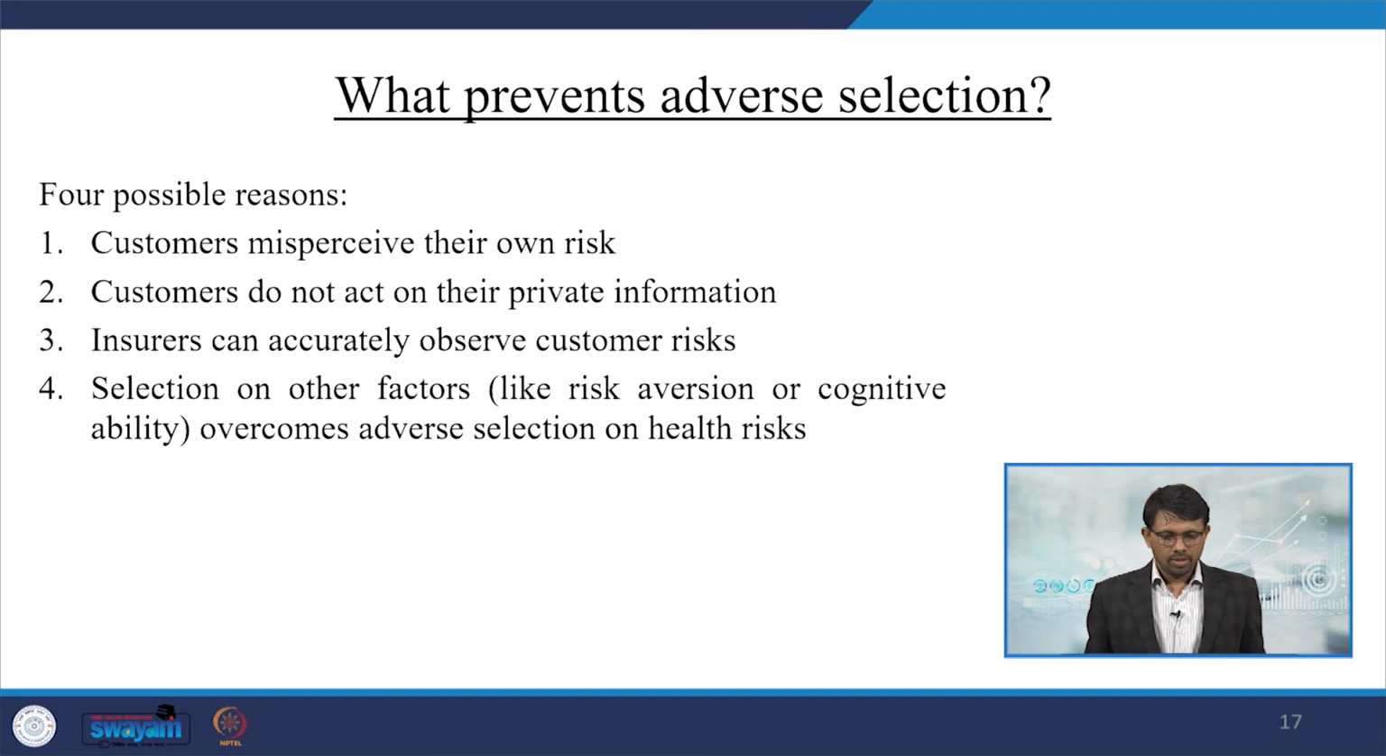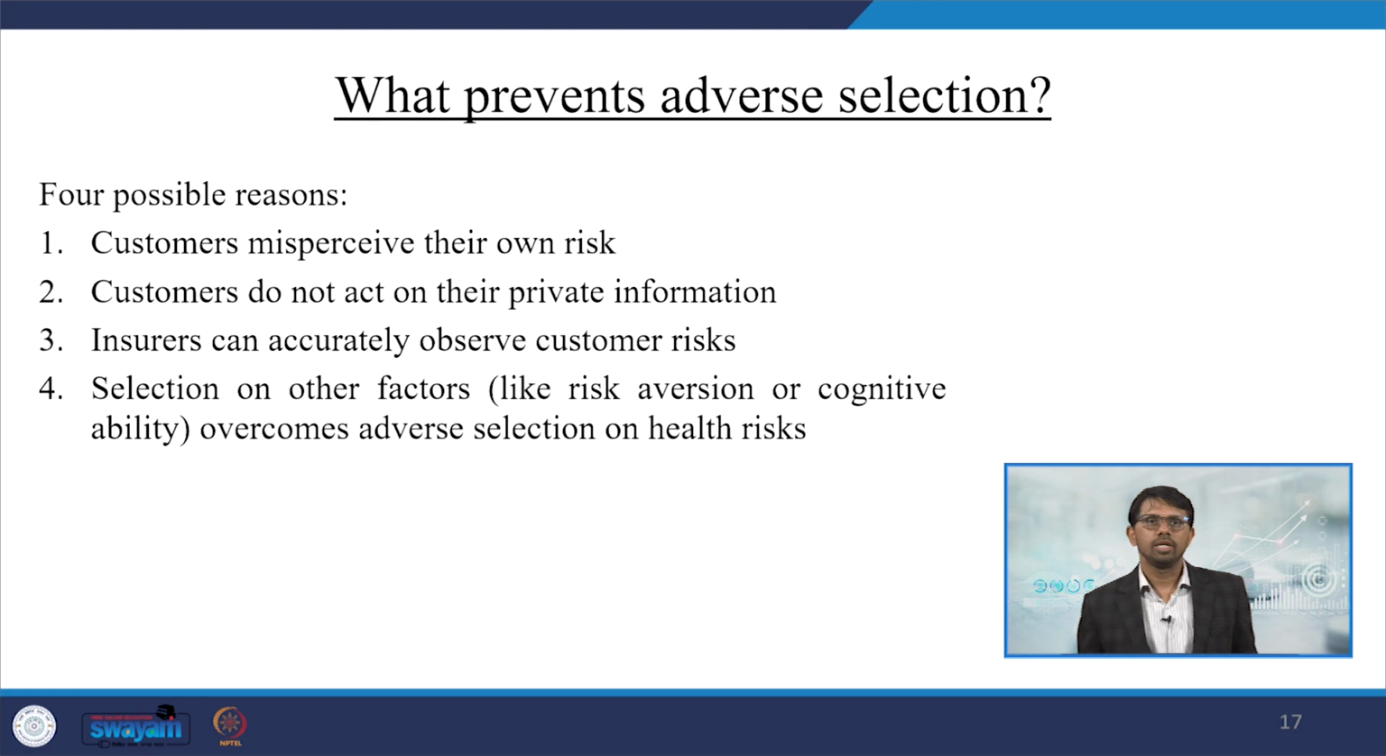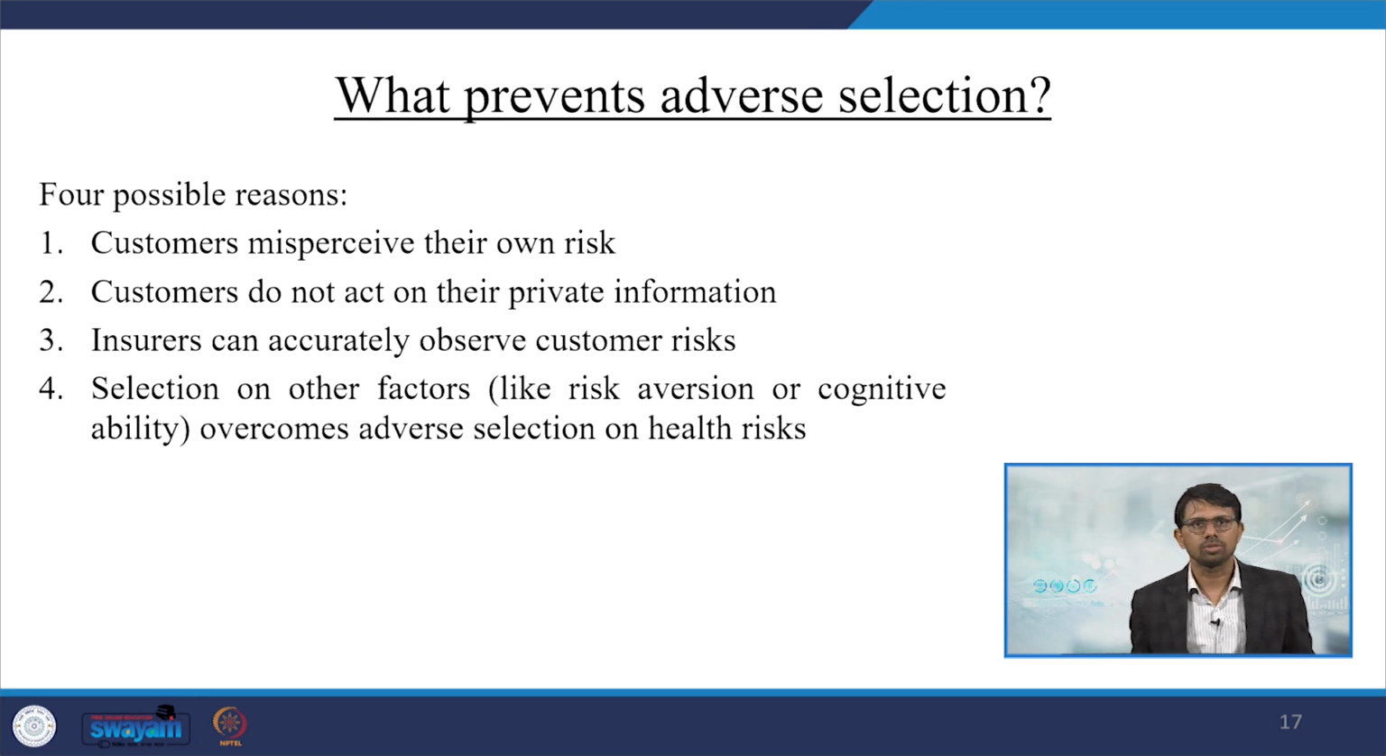Okay. What prevents adverse selection? Four possible reasons, and I think I need not explain much. Customers misperceive their own risk. Customers do not act on their private information. Insurers can accurately observe customer risk. And selection on other factors such as cognitive ability and extent of risk aversion can overcome adverse selection on health risk. So, these might prevent the adverse selection problem.